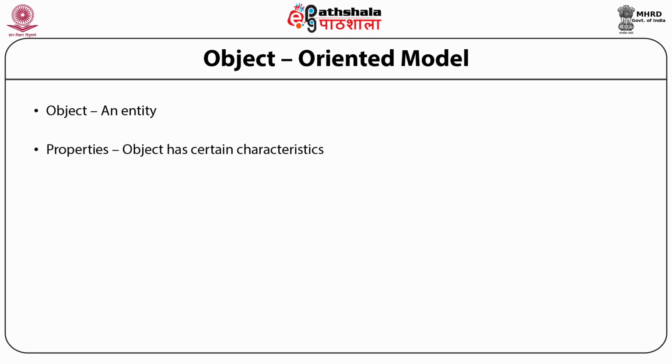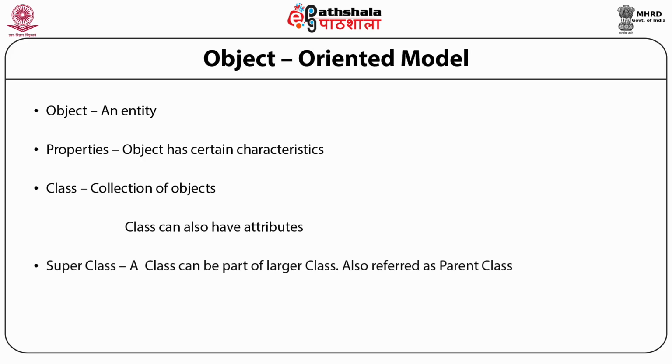Then we have class. A class is nothing but a collection of objects. So when there is more than one object with the same kind of properties, we call it a class. Then a class can itself have certain attributes. It is not that only objects will have properties. The class itself can have certain attributes. So you can see the properties are not only associated with objects, the properties are also associated with the class.